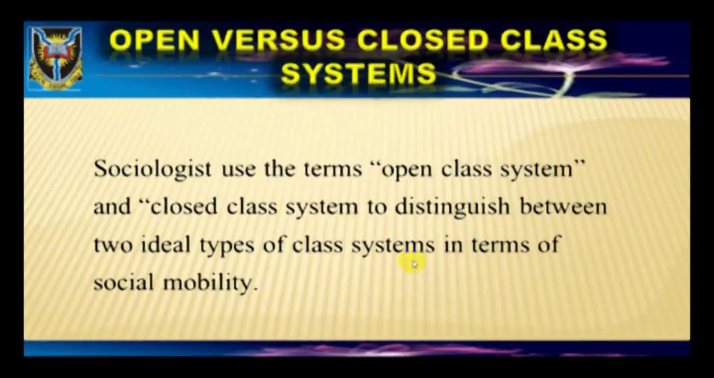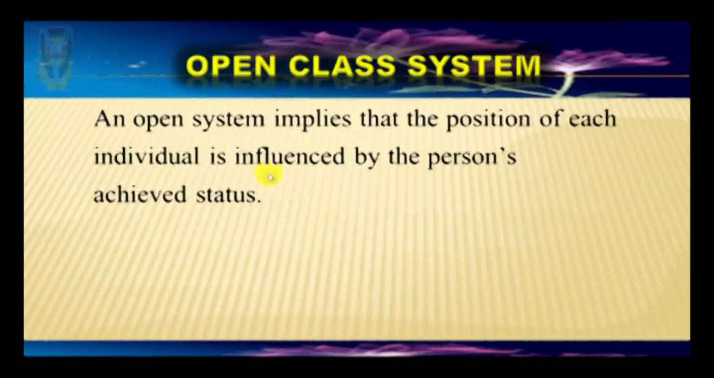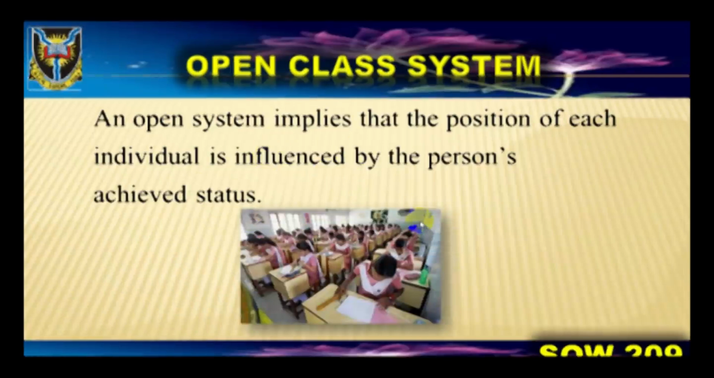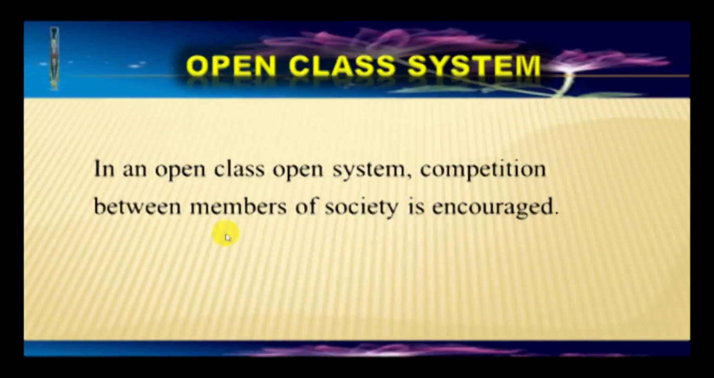Open versus closed class systems. Sociologists use the terms open class system and closed class system to distinguish between two ideal types of class systems in terms of social mobility. Open class system. An open class system implies that the position of each individual is influenced by the person's achieved status. In an open class system, competition between members of society is encouraged.